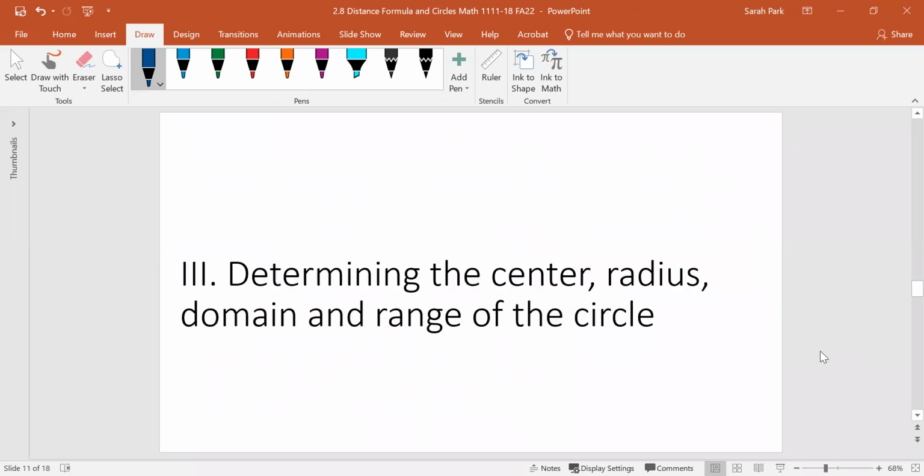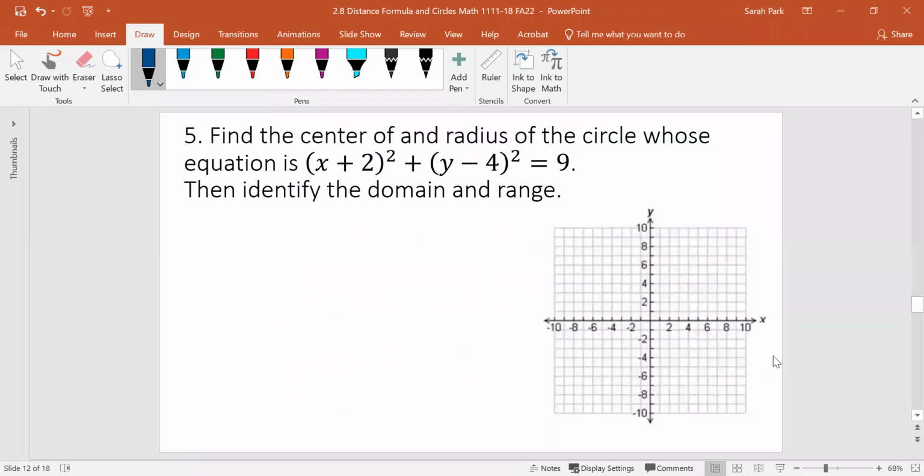Now let's do the opposite. Let's determine the center, radius, and domain and range of the circle if we're given the equation. So we have to pull this information given the equation. We have to find the center and the radius of the circle whose equation is (x + 2)² + (y − 4)² = 9. Then also identify the domain and range, and we'll put the graph on this coordinate plane.